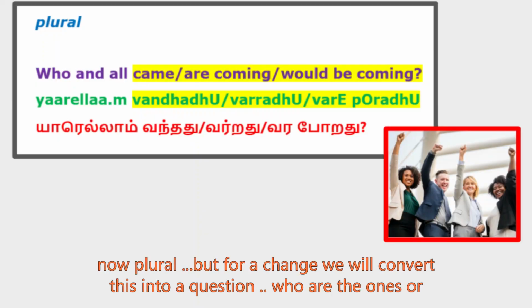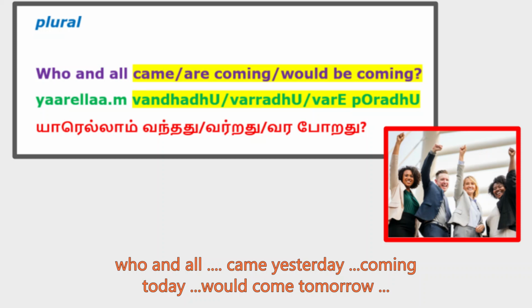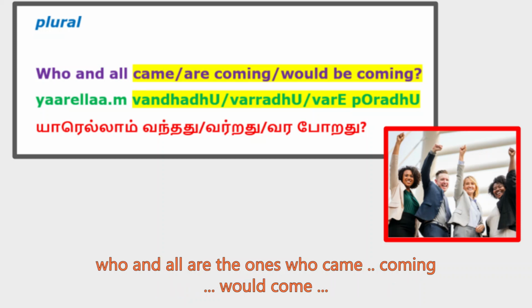Now plural. But for a change, we'll convert this into a question. Who are the ones, or who and all, came yesterday, are coming today, or would come tomorrow. Who and all are the ones who came, coming, would come.